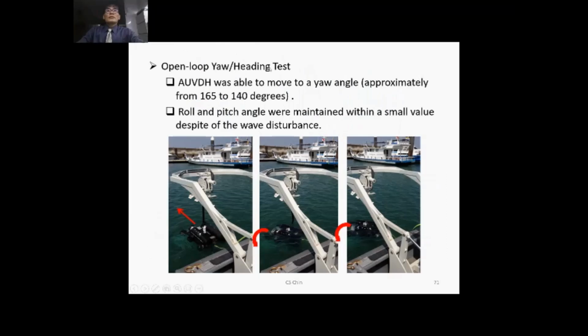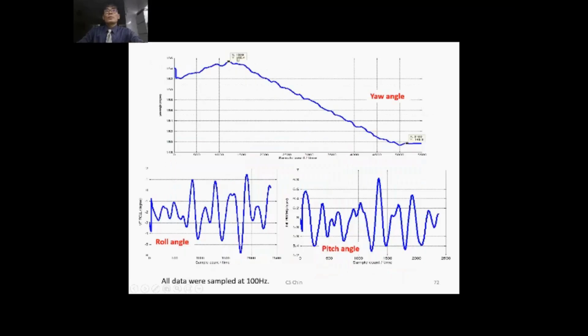So we also do the heading test. We are checking whether it's able to yaw from a certain angle, let's say 165 to 140 degrees, and the roll and pitch angles will maintain within a small value despite some waves disturbing the ROV. So we are trying to move further from the aft, right, and then perform the yaw test. So the yaw moves from 165 to 149, and the roll and pitch angles are quite reasonably small. So when you try to yaw, there's no large roll angle or pitch.